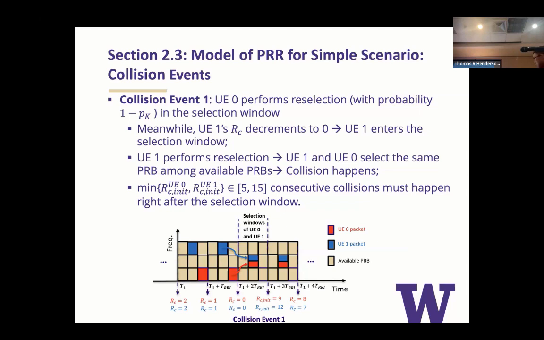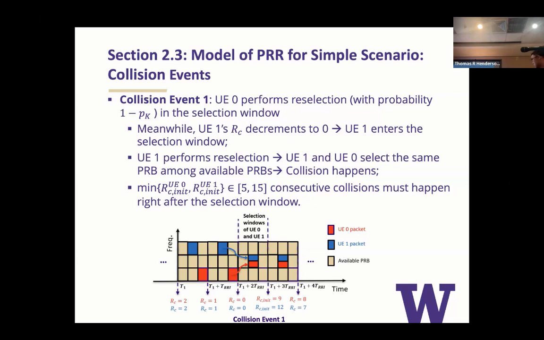So at T1 plus 2 TRI, UE0's RC decrements to 0. At the same time, another UE1's RC also decrements to 0, which means UE1 also enters the selection window. If UE1 performs reselection in the overlapping selection window, and UE1 and UE0 select the same PRB among the available PRBs, then the collision happens, right? We define this collision as collision event 1.